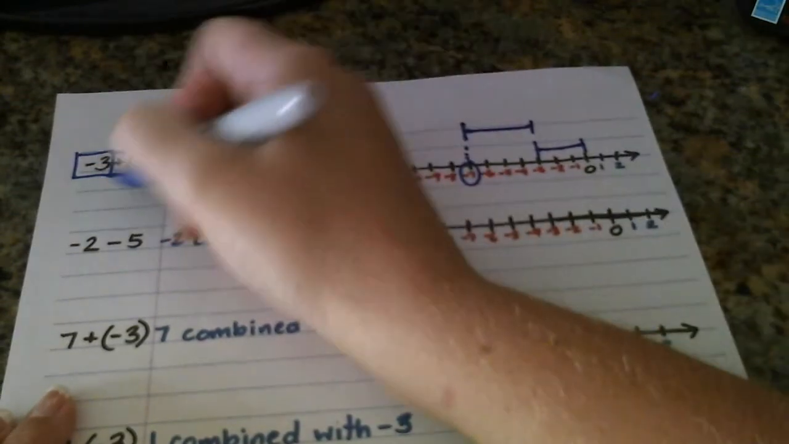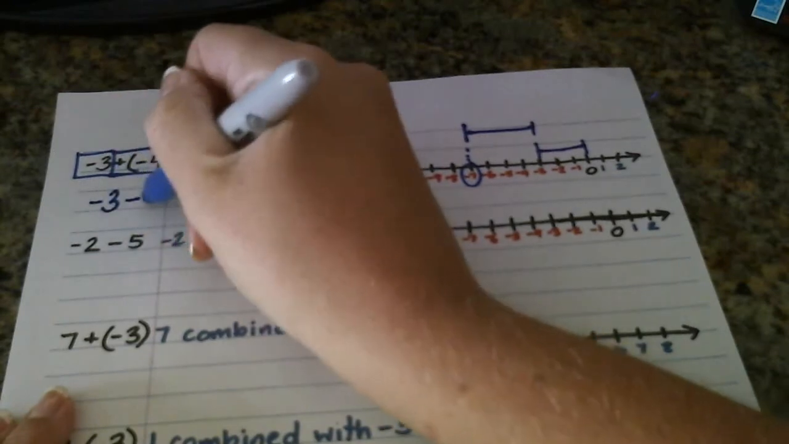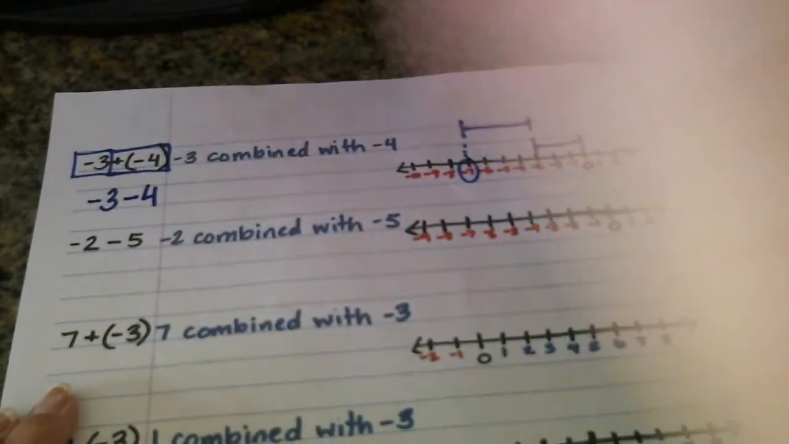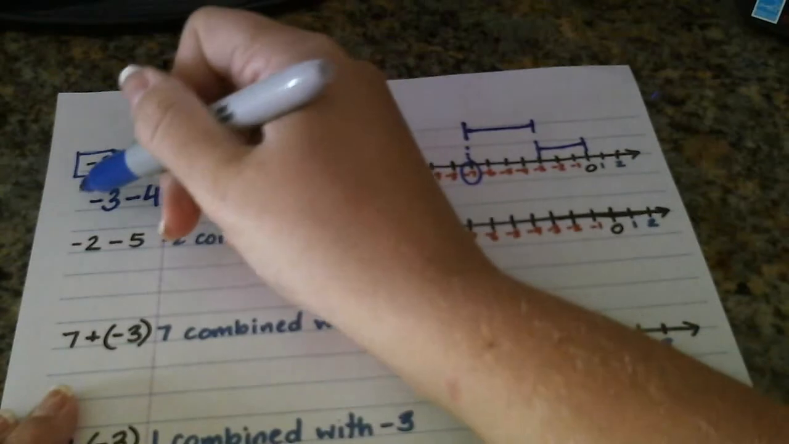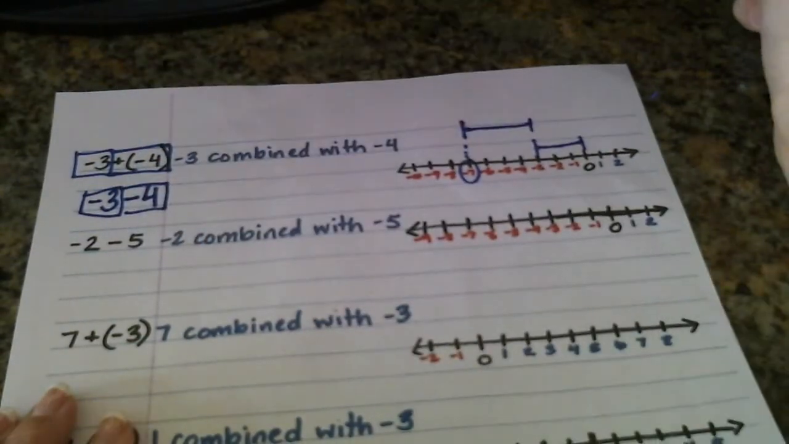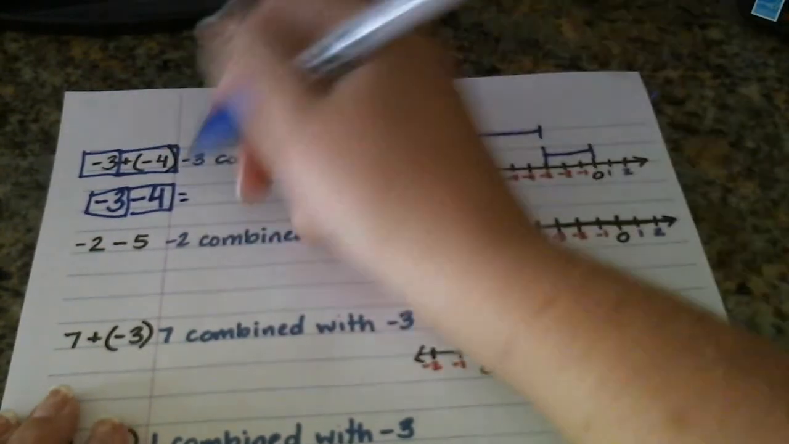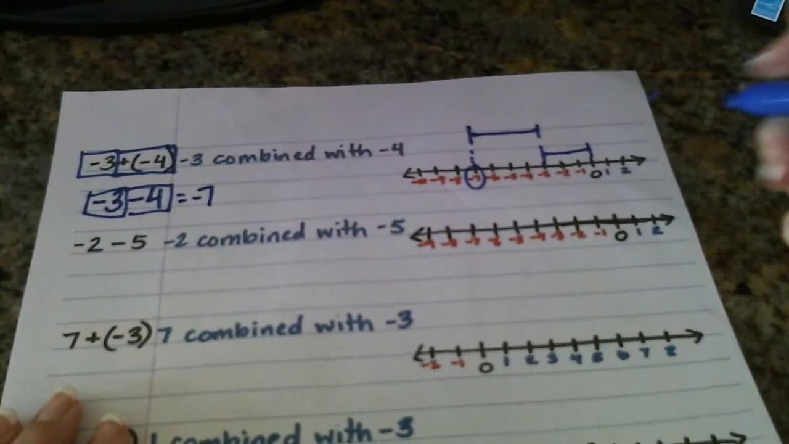I could also rewrite this expression like this. In this case, if I box out the number with the sign in front, I'm still combining a negative 3 with a negative 4. Both of these expressions are equal to negative 7.